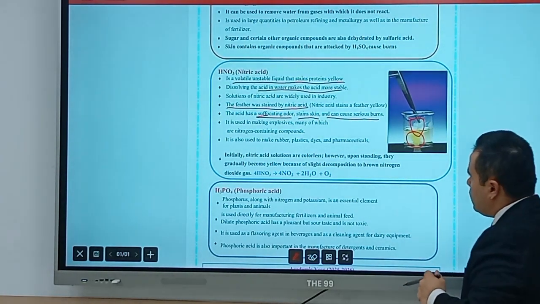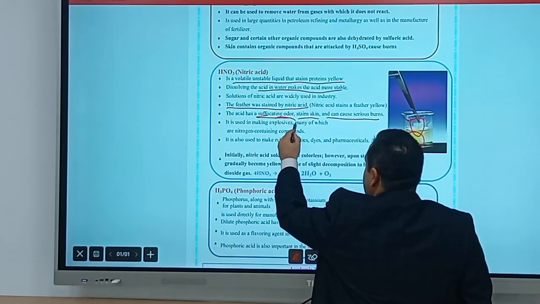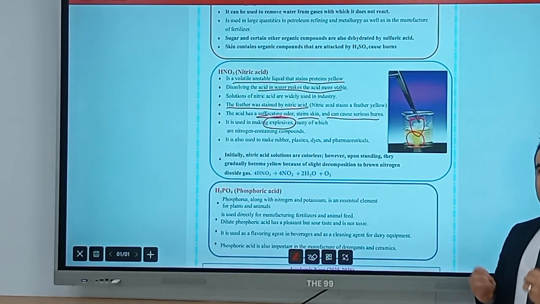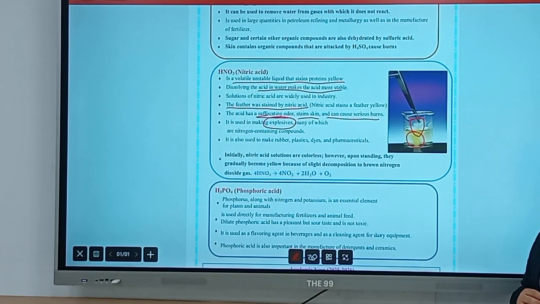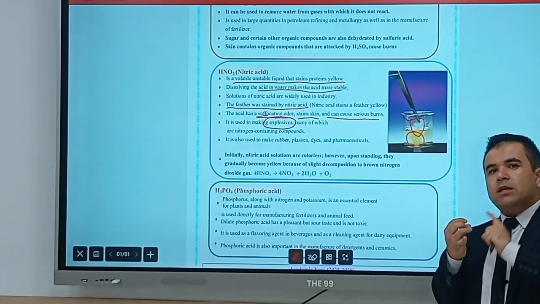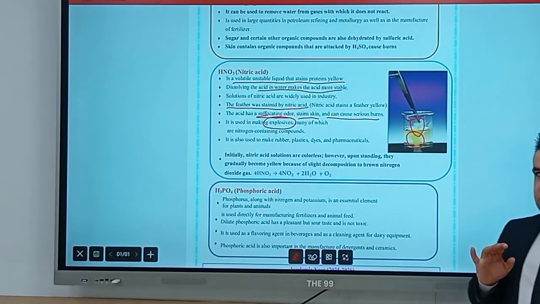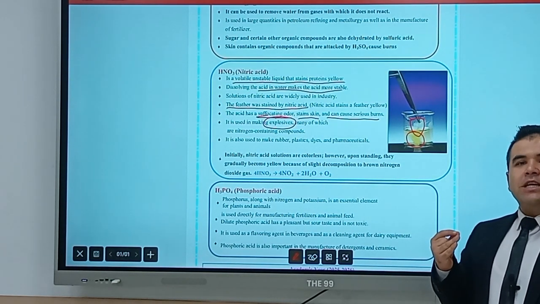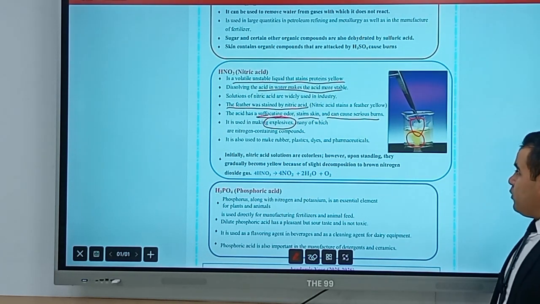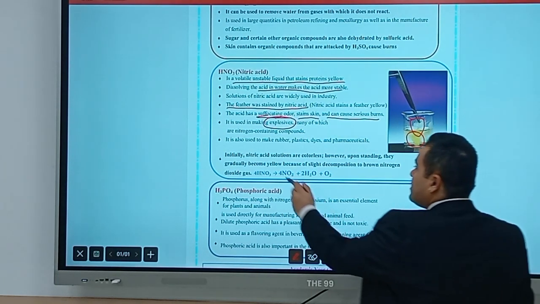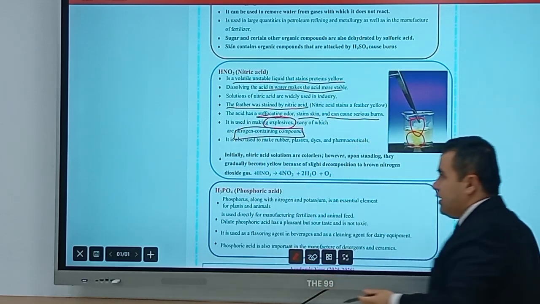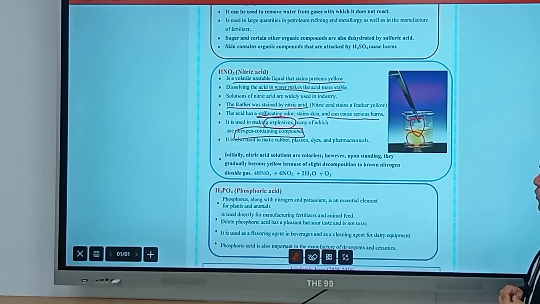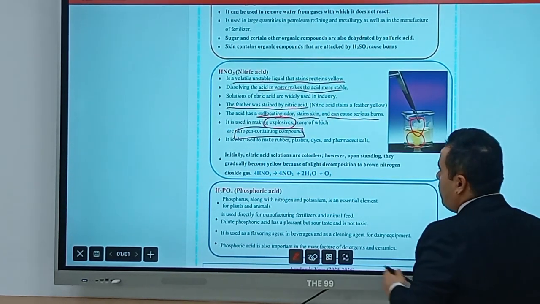It's also used as the explosive agent in explosives. This is the second main keyword for nitric acid. The first is that it stains protein yellow, which appears in ministerial exams several times, and the second one is that it is used as the explosive agent for explosive bombs. Why? Because it contains nitrogen, and you may have heard of the nitrogen bomb. The nitrogen is very explosive and can be used for explosive bombs.